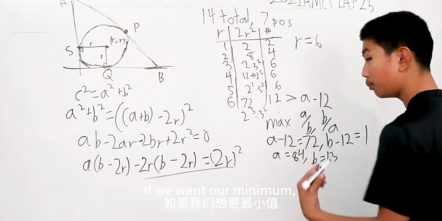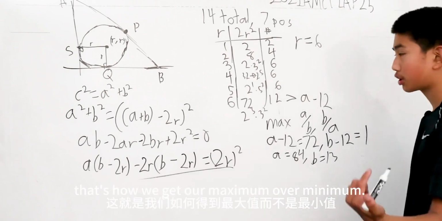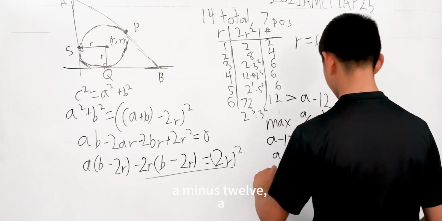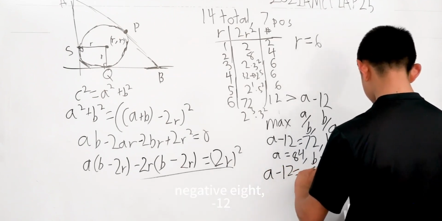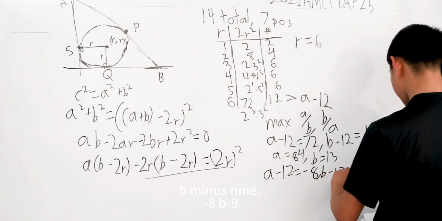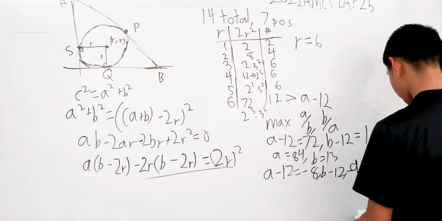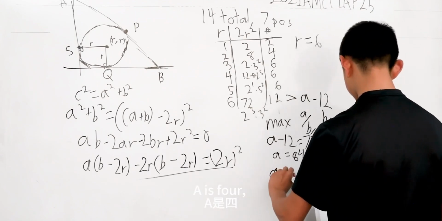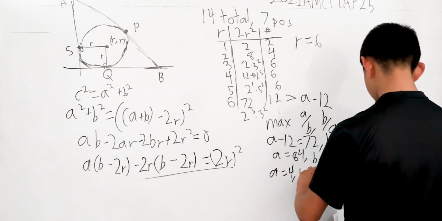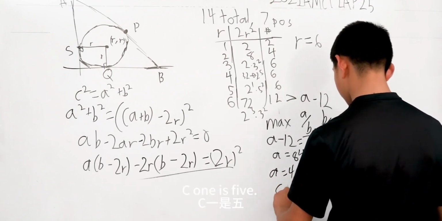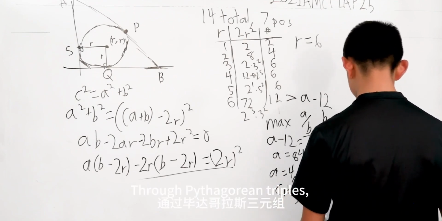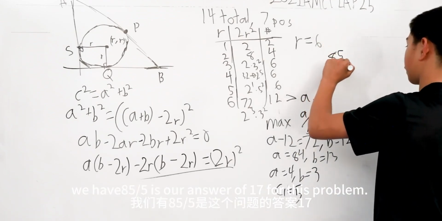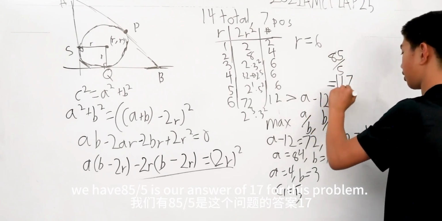And if we want our minimum, that's how we get our maximum. Maximum over minimum. We have to obviously go into negatives. A minus 12, negative 8. B minus 2 is 9. Okay. So you solve, and you get A is 4 and B is 3. That C1 is 5 through Pythagorean triples. Through this Pythagorean triple, we have 85 over 5, which is our answer of 17 for this problem.